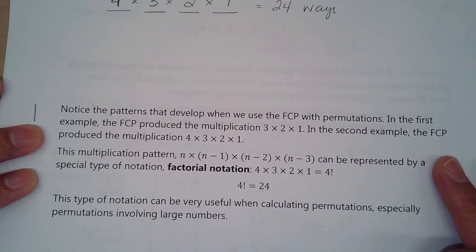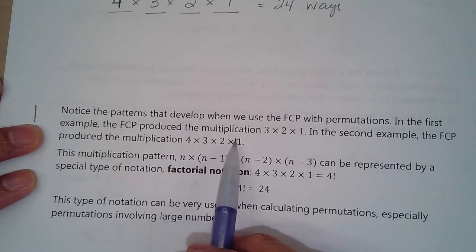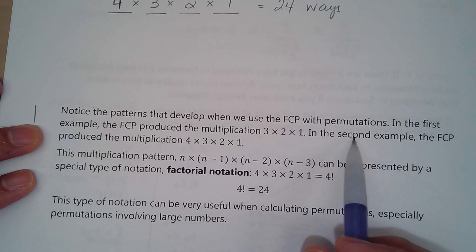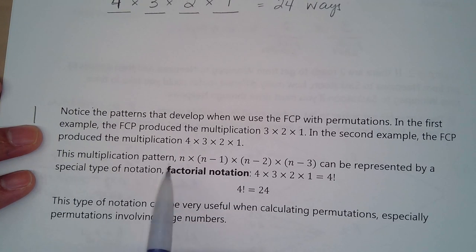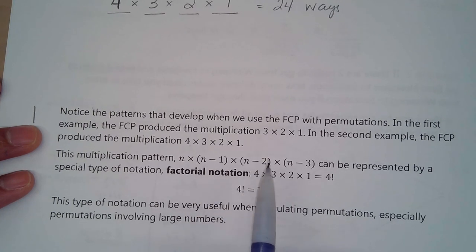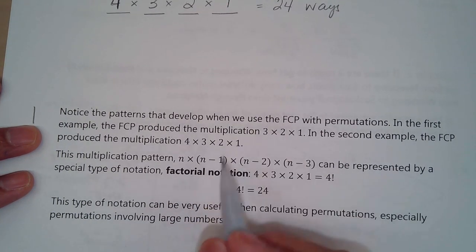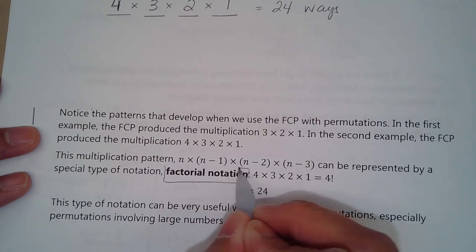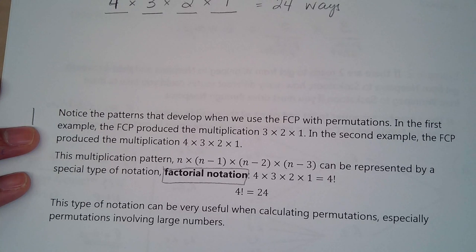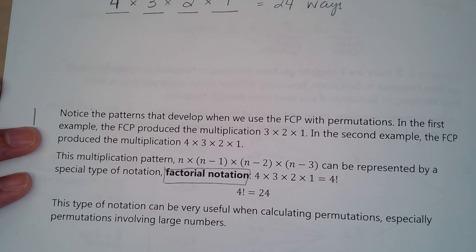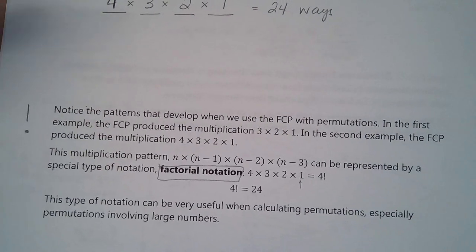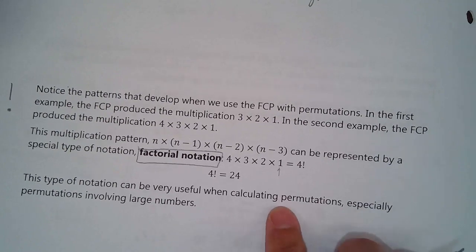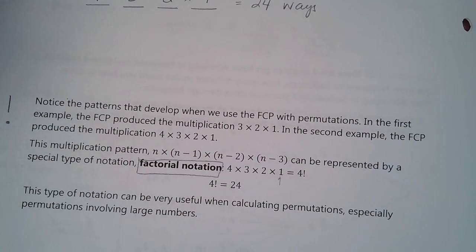In the first example, the fundamental counting principle produced the multiplication 3 times 2 times 1. And in the second example, we got 4 times 3 times 2 times 1. So this multiplication pattern can be represented by a special type of notation called factorial notation. So you're going to take that number and then multiply it with the number one less, and then another one less, another one less, until you stop where it says one at the end. This is very, very useful when we're calculating permutations, especially with large numbers.